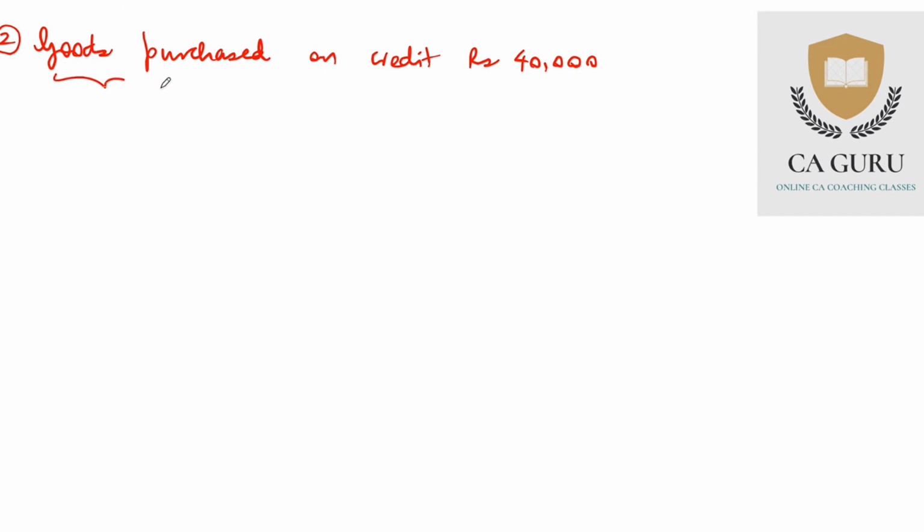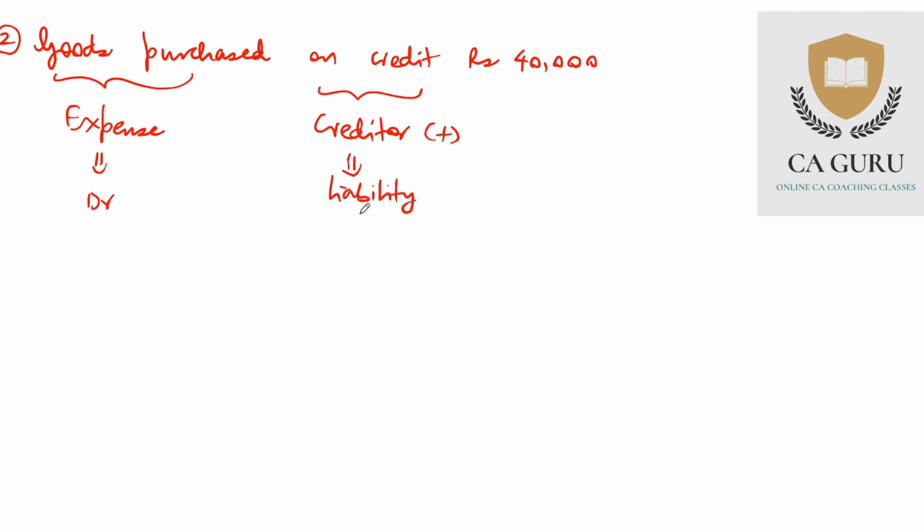So goods purchased, as usual, is an expense which has to be debited. On credit means there is an account called creditor for this. Whenever we buy goods or services from a supplier and we don't settle that, we buy it on credit, we will take it to an account called creditor. It is a short-term liability. So creditor is going to increase, it is a credit balance, it is a liability. We have to settle that liability in the short run. So you will credit this account.